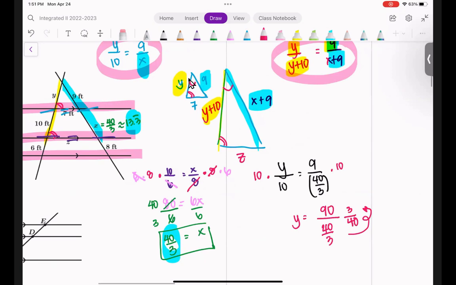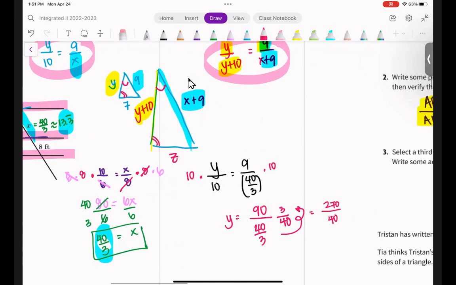Right? And then I go, 90 times 3 is 270 divided by 40. And then I'm going to simplify by dividing by 10. So that's 27 over 4. There goes your first answers. A lot of you got that answer, which was great.